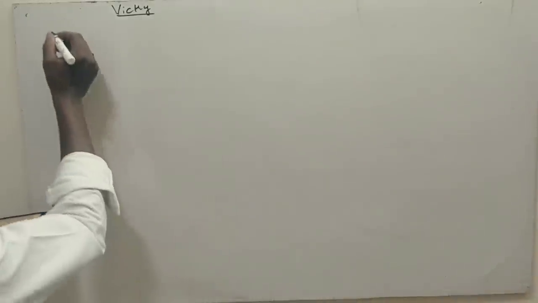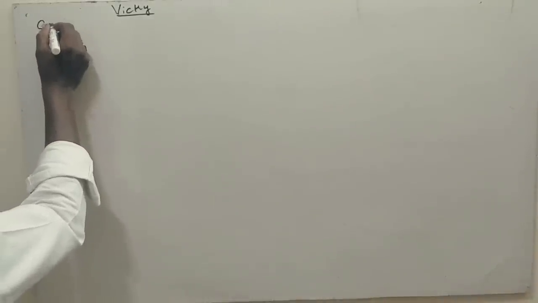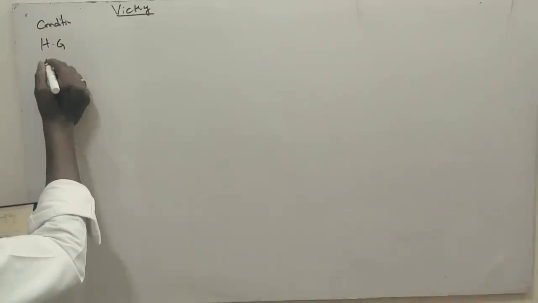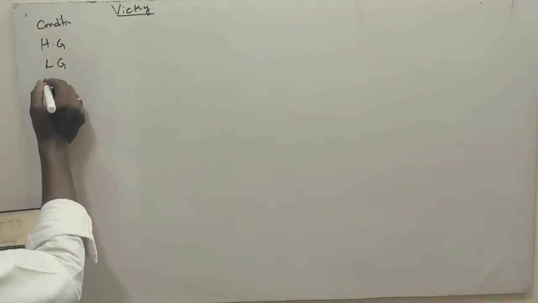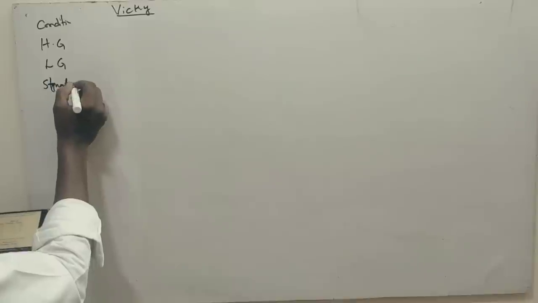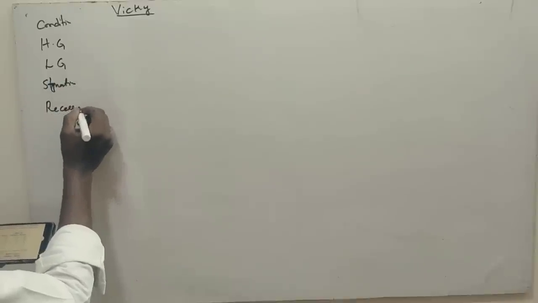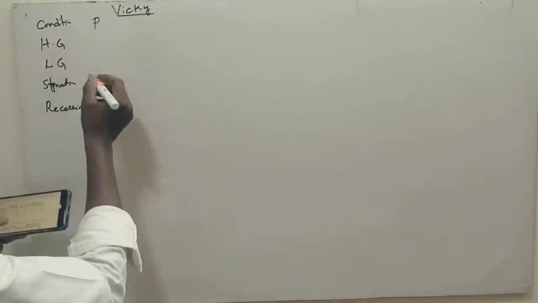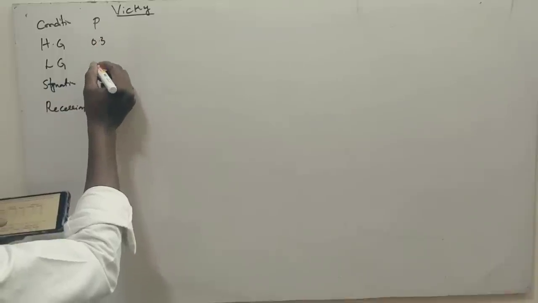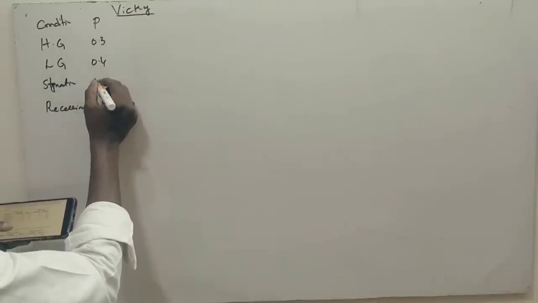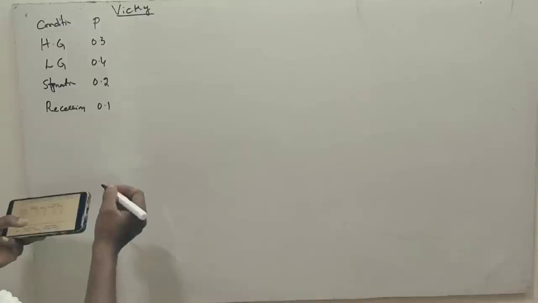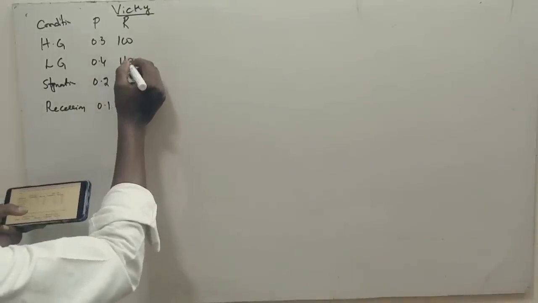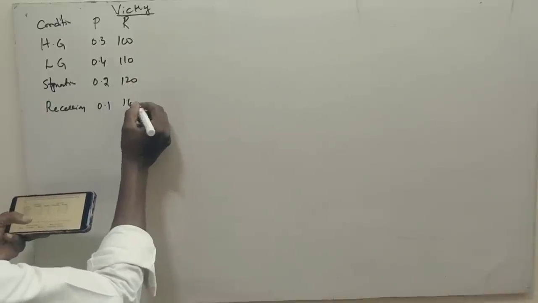See, Wiki's, there are three economic conditions. Conditions: high growth, low growth, stagnation, and recession. And we have probability of 0.3, 0.4, 0.2, 0.1. And returns are 100, 110, 120, 140.